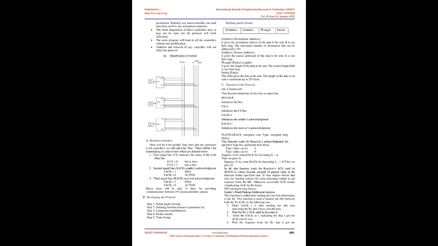Settle SAC. Wait for RX settlement. Send SAD on the bus. Wait for H/S settlement. Send length. Wait for H/S settlement. Send all the bytes in the packet and wait for H/S settlement. Release the bus by making CS equal to 1.